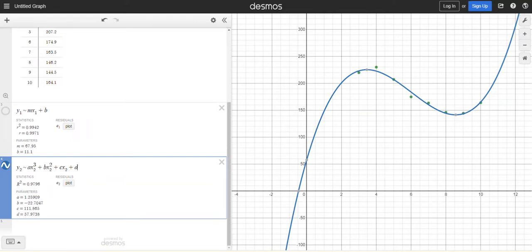And they've given me the parameters here. So again, I'm going to write down my function for my cubic piece. It is 1.259 x to the third minus 22.705 x to the second. I'm keeping 3 decimal places here. Plus 111.865 x to the first, and then plus 57.974.